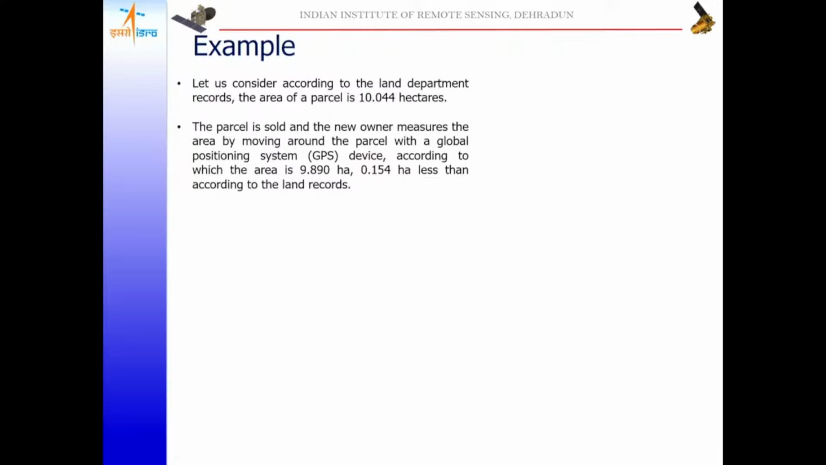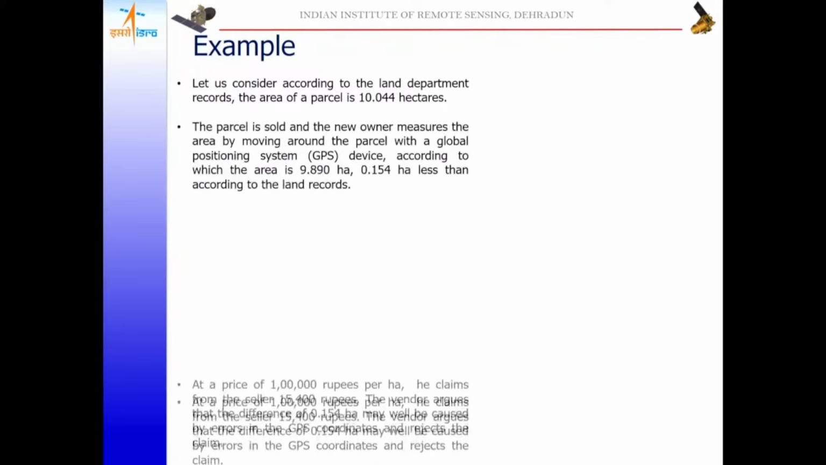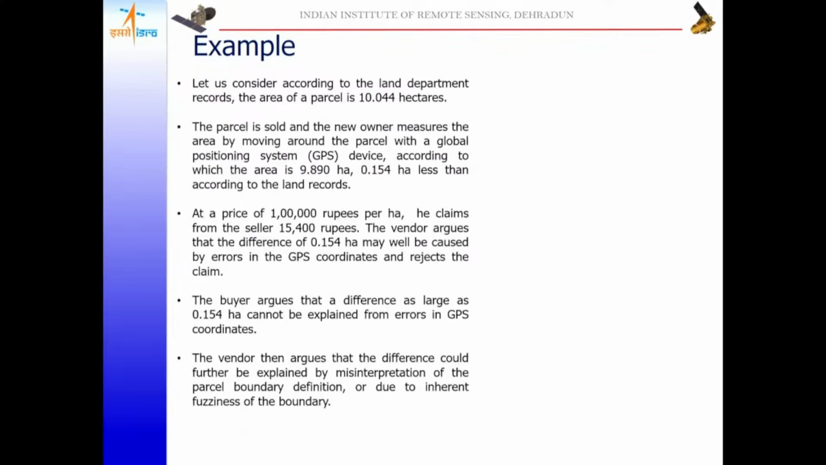Take another example, a very common thing. Let us consider that according to the land department records, the area of a small piece of land, the parcel, is supposedly 10.044 hectare. The parcel is sold, and then the new owner measures the area by moving around the parcel with a global positioning system device, and according to it the area is 9.890 hectare, which is 0.154 hectare less than according to the land record.